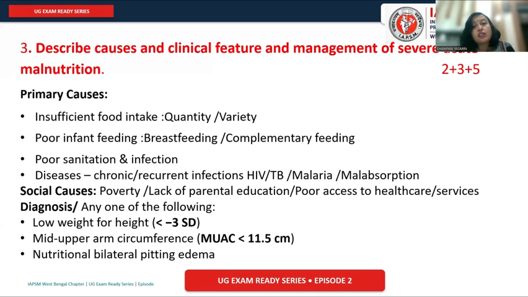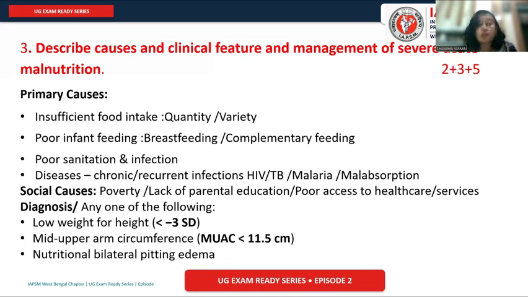Poor infant feeding, where complementary feeding is not started at 6 months, can lead to it. Poor sanitation and infection lead to various diseases. We all know that malnutrition and infection follow a vicious cycle. Infection leads to malnutrition, and malnutrition leads to infection. So there goes a vicious cycle between the two, and the child suffers.